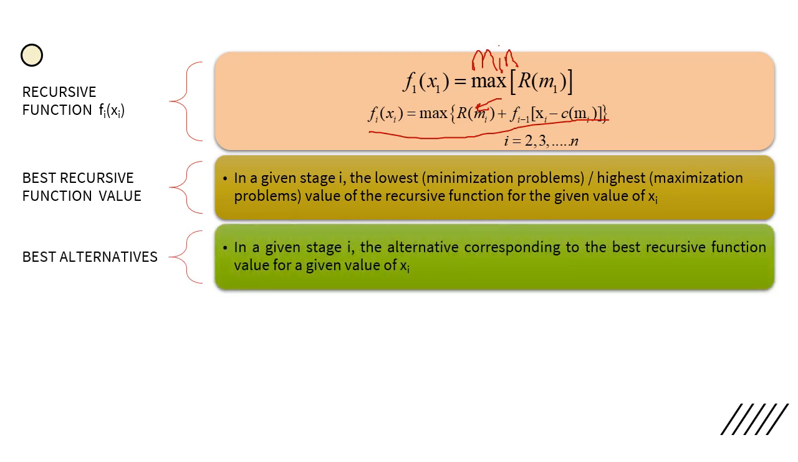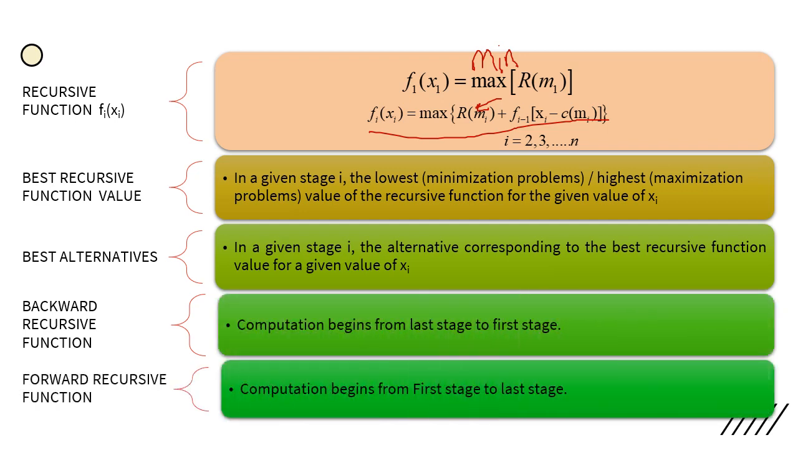The next is the best alternative. Whatever recursive function you are getting, in that, whichever is the best function, we call it xi. This best alternative is used to identify the best decision. Of course, as we discussed earlier, we have the backward recursive function and the forward recursive function. Backward is computation beginning from last to first, and forward is computation beginning from the first stage to the last stage.